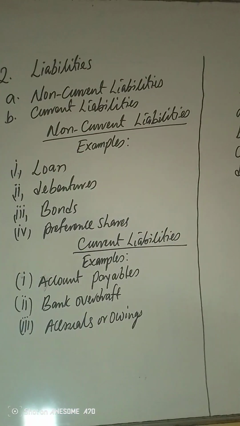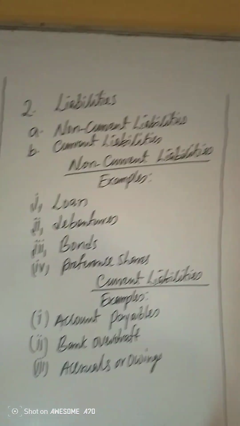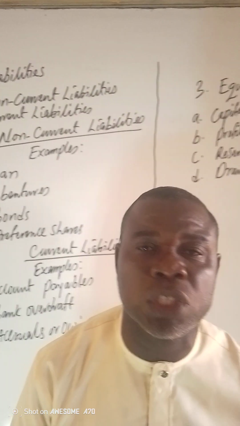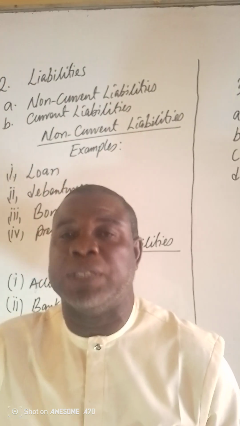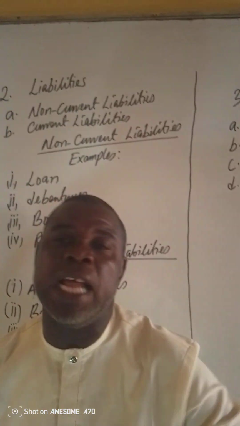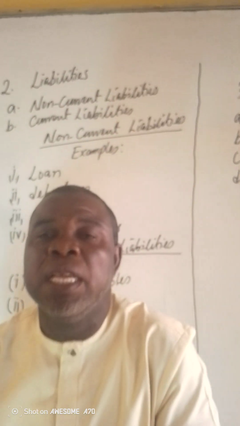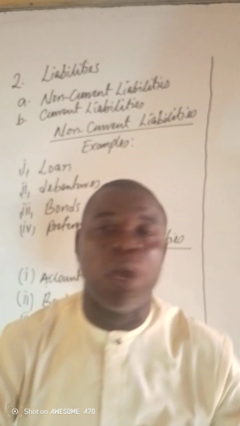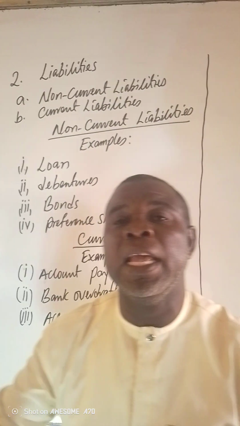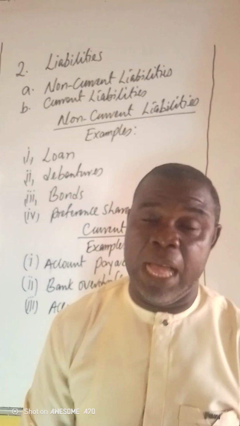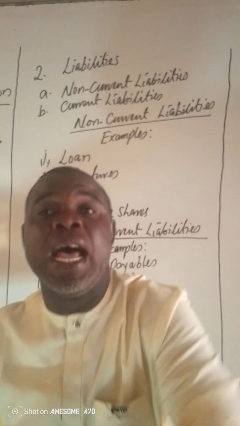Let's go to the second one, which is called liabilities. What are liabilities? Liabilities are the money owed by the business. That is the amount of resources owed by the business to outsiders. They are claims on the assets of the business. That is, the business owes outsiders such money in respect of either cash or goods or anything. So if they are yet to repay, then they are referred to as what? Liability.